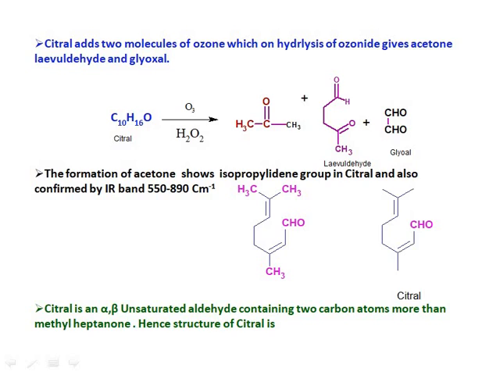So an isopropyl group is present in citral, and it is also confirmed using the IR band at 890.